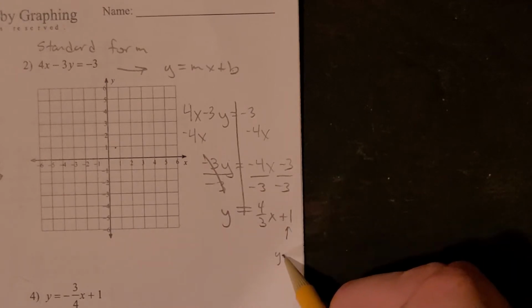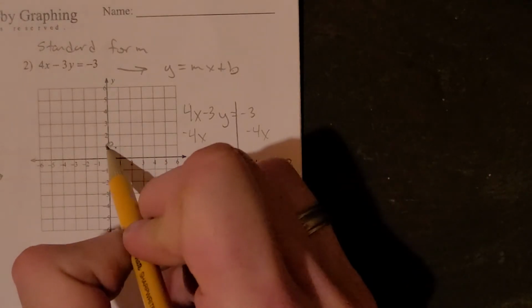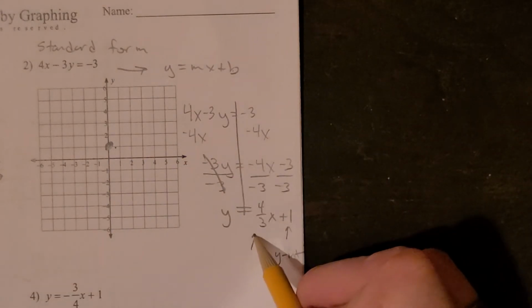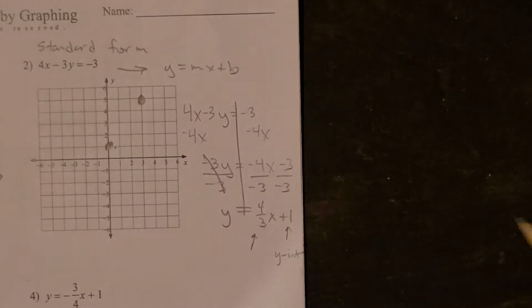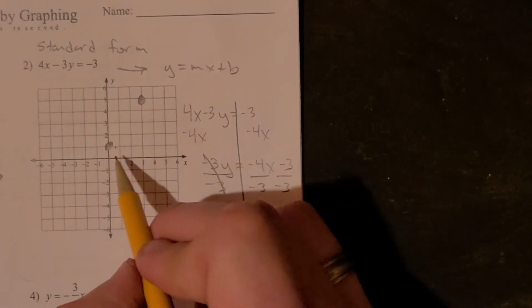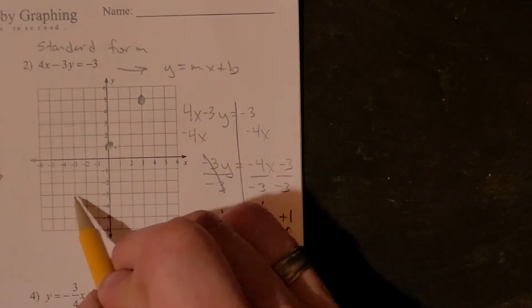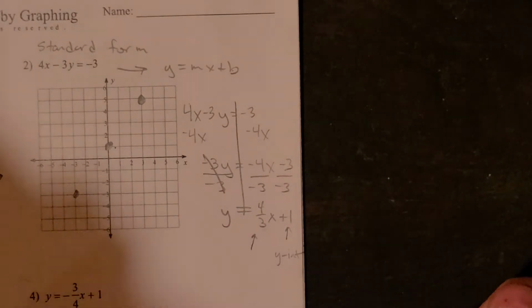You start at the y-intercept. Follow your slope, which in this case would be up 4 over 3, if you want up and to the right. Or you could go down 4 and left 3 on the same line.